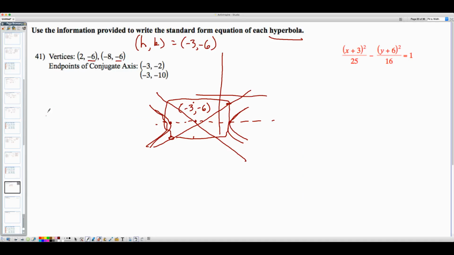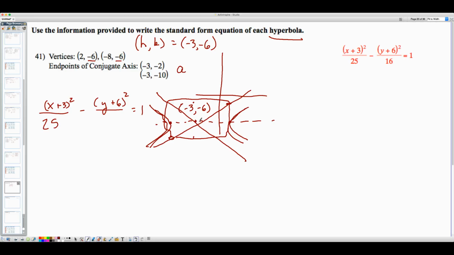So if I were to write this, I'm going to have the x minus a -3 squared. It's going to be the y minus a -6 squared. And this has got to equal 1. Now it's just a question of getting the denominator correct. And I know that my a value, which we said before was going to be 2 to 6, is going to be from -3 to 2, which is 5. So this will be 25.